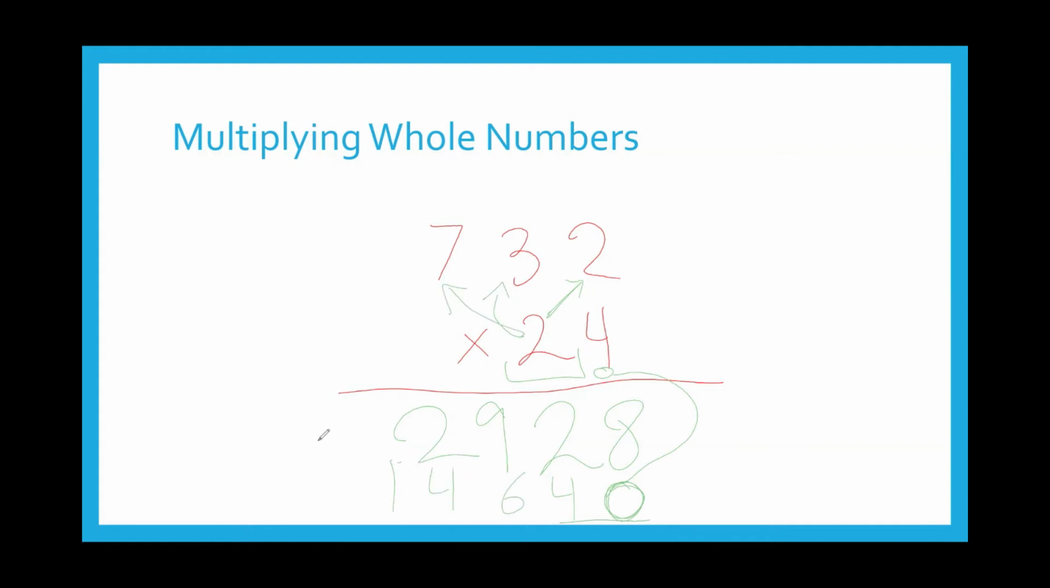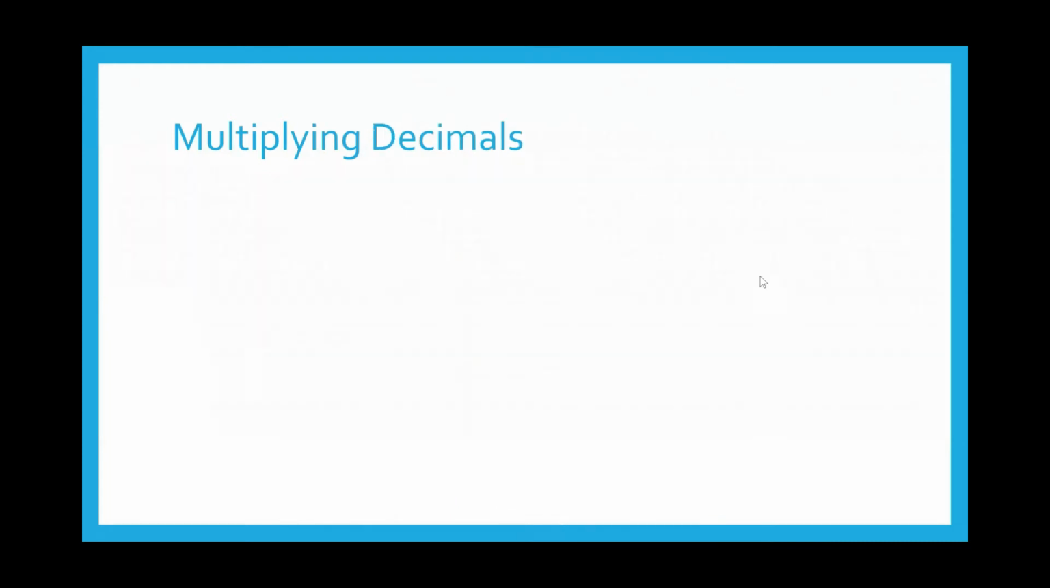Now these two are what we call partial products. We have to add them together to get the actual product. So if we add, we get 8 plus 0, which is 8. We get 2 plus 4, which is 6. We get 9 plus 6, which is 15, so we carry the 1. We get 1 plus 2 plus 4, which is 7. And then we get 1 by itself. So our answer to 732 times 24 is 17,568.